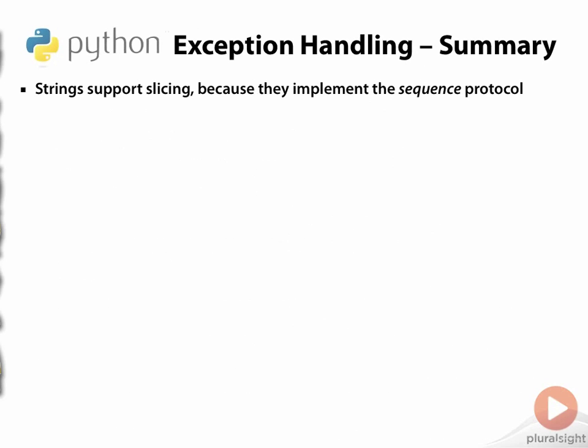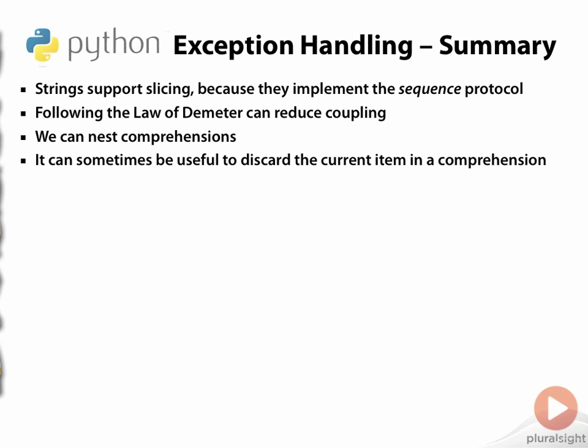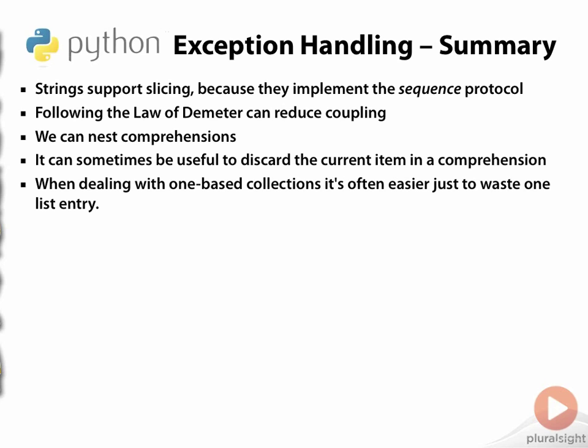Along the way, we found that strings support slicing because they implement the sequence protocol. Following the law of Demeter can reduce coupling. We can nest comprehensions. It can sometimes be useful to discard the current item in a comprehension using a dummy reference, conventionally the underscore character. When dealing with one-based collections, it's often easier just to waste one list entry.